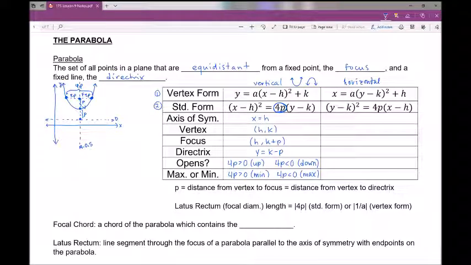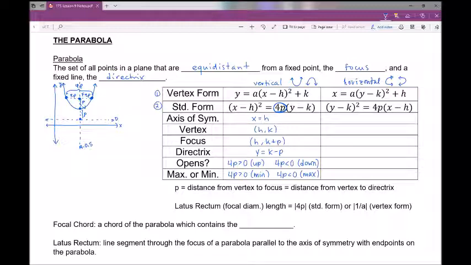And these can open right or they can open left. Okay, so again, we have our vertex form and our standard form. Notice with these, it's not the x that's being squared, it's the y. So that's really how you can tell which kind of parabola you're dealing with. Just look for whether the x is squared or whether the y is squared. So with horizontal parabolas, a lot of this stuff is just going to be flip-flopped.